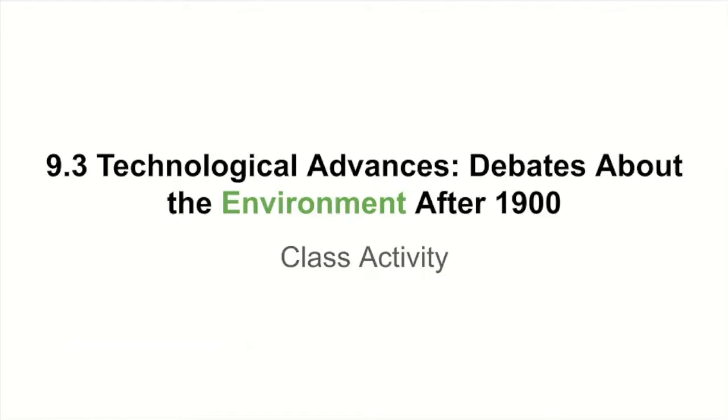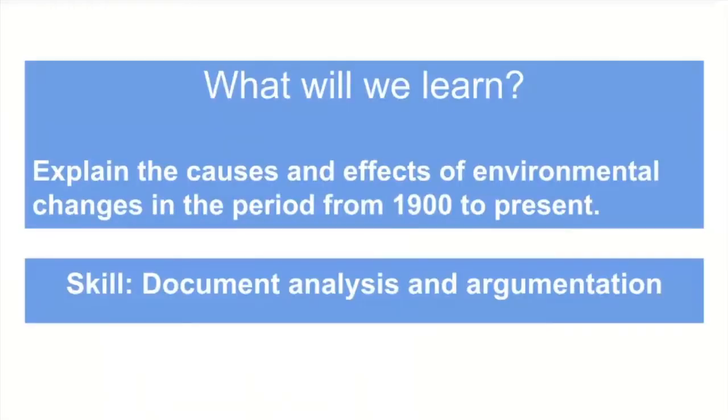All right, people, welcome back to Unit 9, topic 9.3. This is technological advances where there are debates about the environment after 1900. So this is a major focus on human interaction and human influence on the environment. Very important.